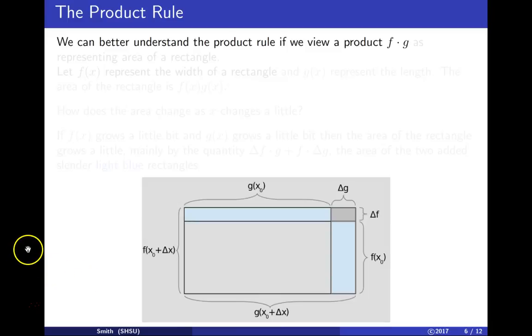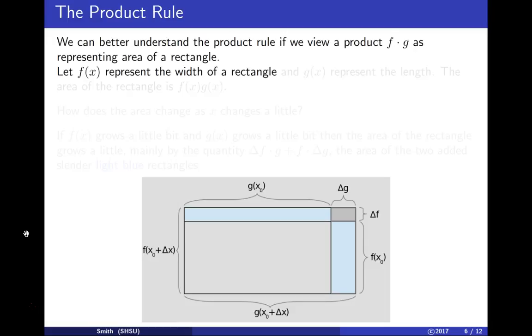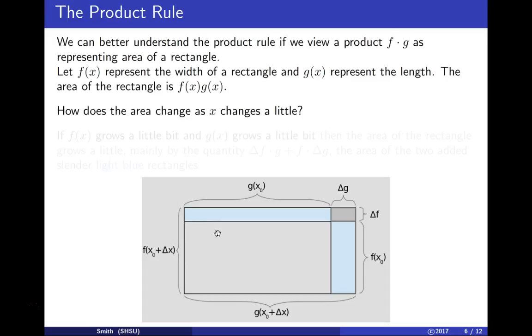We can better understand the product rule if we view the product as representing the area of a rectangle. If f of x is the width of my rectangle, here I have a rectangle down below, f of x is this width, and g of x is the length, so g of x is the length across here, then the area of my rectangle is width times length, f of x times g of x. Now what happens if x changes a little bit? How does the rectangle grow?